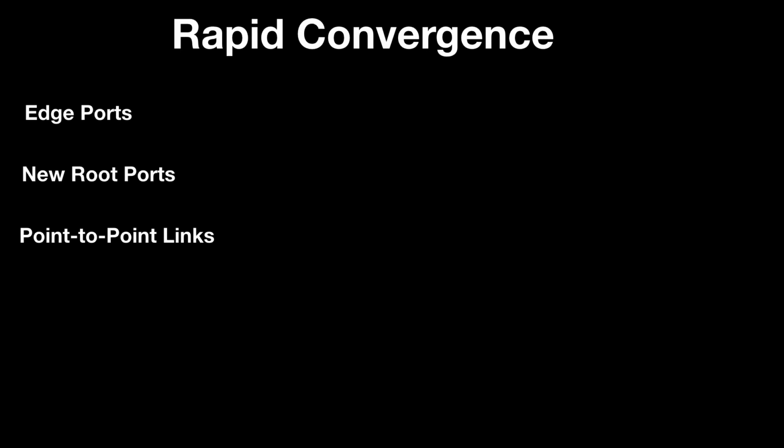Rapid convergence. The RSTP provides for rapid recovery of connectivity following the failure of a device, port, or a LAN. It provides rapid convergence for edge ports, new root ports, and ports connected through point-to-point links as follows. Edge ports. If you configure a port as an edge port on an RSTP device by using the spanning-tree portfast interface configuration command, the edge port immediately transitions to the forwarding state. An edge port is the same as a PortFast-enabled port, and you should enable it only on ports that connect to a single end station.